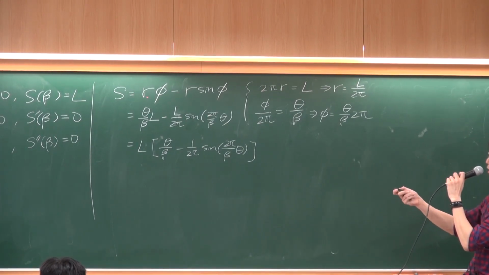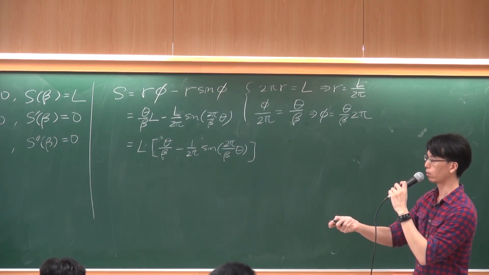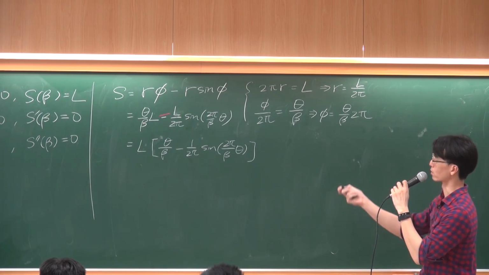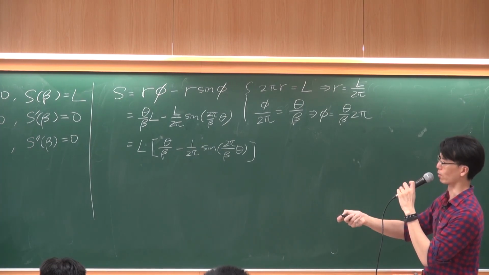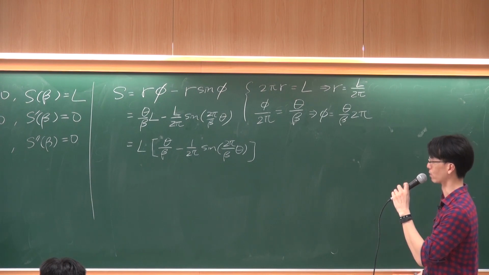So we need to change r and phi into our original coordinate. Originally, we use beta and L. So we somehow need to convert, we use beta, L, and theta. We need to convert it back to our original coordinate.